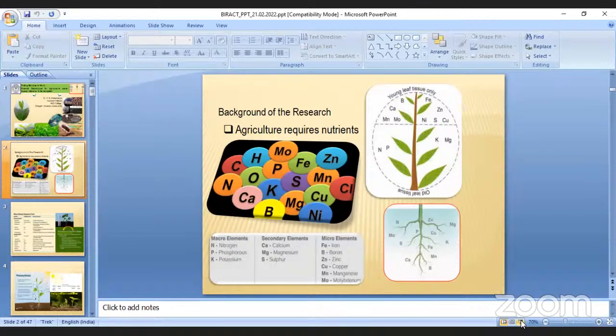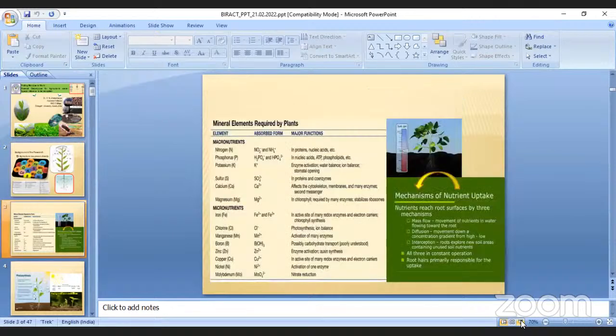You all know different kinds of nutrients. Nitrogen, phosphorus, and potassium are the macronutrients. Nitrogen is required for the formation of proteins and nucleic acids. Phosphorus is required for nucleic acids, ATP generation, and phospholipids. Potassium is required for energy activation and the activation of different kinds of enzymes, and then sulfur besides calcium. Besides these macronutrients, there are also some micronutrients and secondary nutrients, which are also required for performing the normal activities of plants.